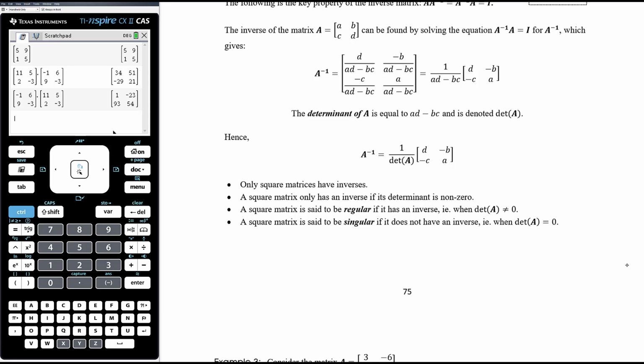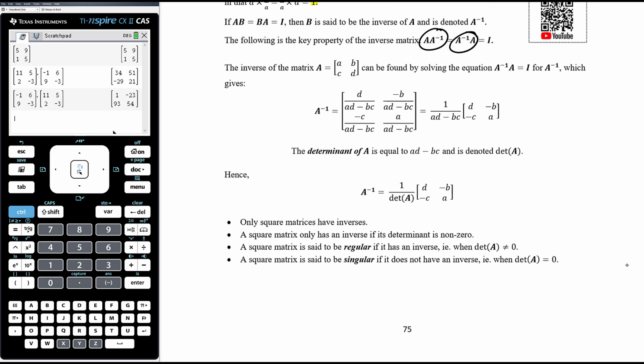Only square matrices have inverses, and that has a bit to do with matrix multiplication having to be commutative, so the only way you can switch the order of the multiplication around and still be able to do it is if the matrices are square.